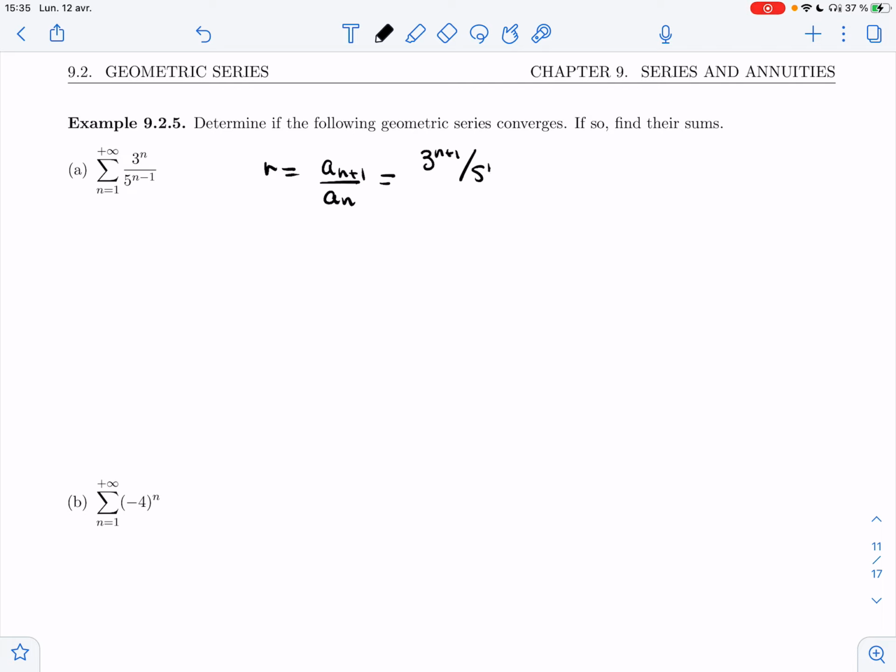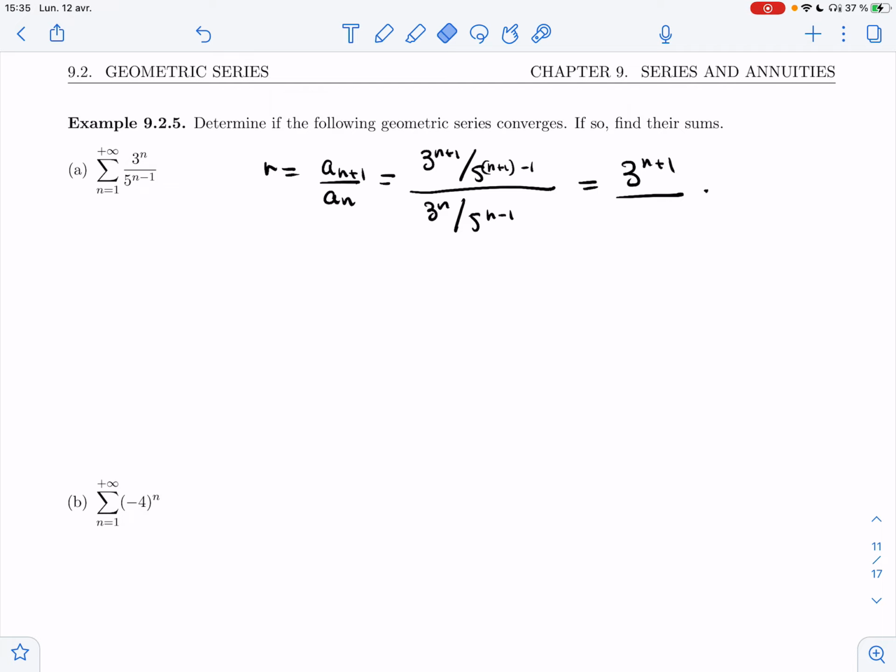All right, so I'm going to look at the ratio. a_{n+1} is this one. a_n is 3 to the n over 5 to the n minus 1. And so I get 3^{n+1} over 3^n.